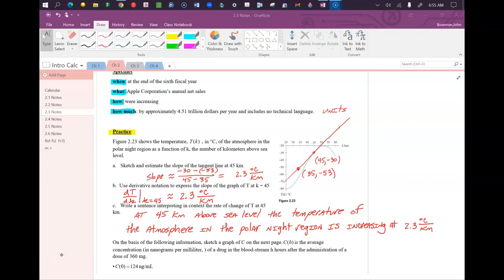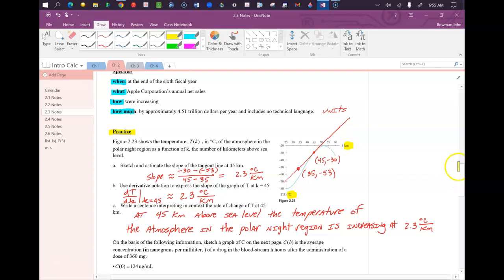So the derivative notation, the derivative of T with respect to k at k equal 45 is approximately 2.3 degrees Celsius per kilometer. And again, degrees Celsius per kilometer comes from the units of y divided by the units of x. And then our interpretation: at 45 kilometers, above sea level, the temperature of the atmosphere in the polar night region is increasing at 2.3 degrees Celsius per kilometer.